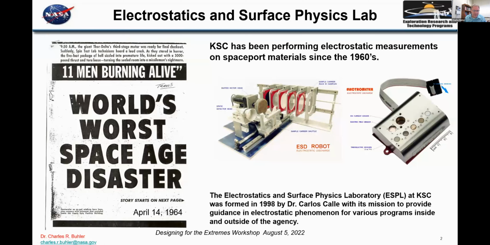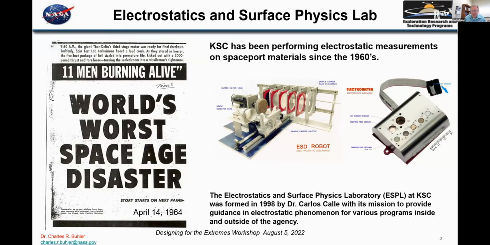One of the worst disasters NASA has had in its history was 11 people being burnt alive due to an electrostatic mishap, as workers and technicians ripped plastic off of a rocket at the spin test facility out here back in 1964. Before that, electrostatics wasn't really addressed commercially. So Kennedy Space Center developed a triboelectric robot to try to capture, monitor and measure electrostatic phenomena.